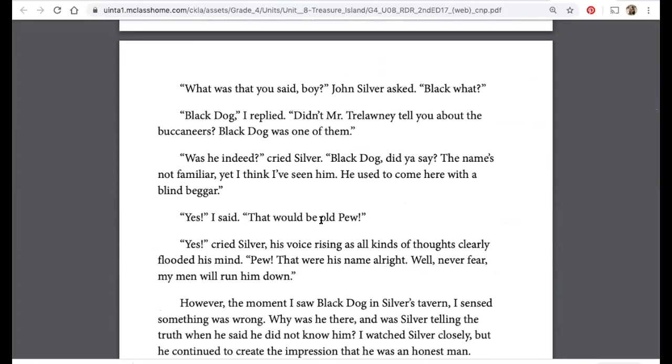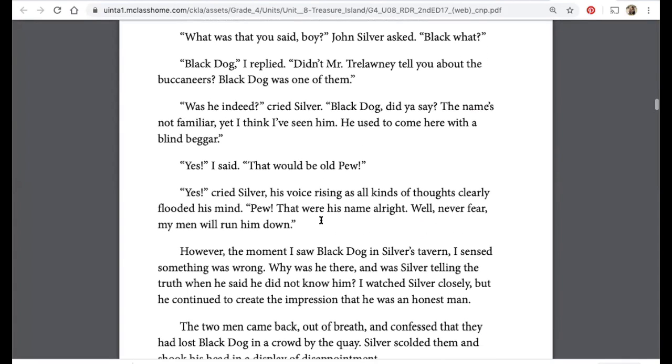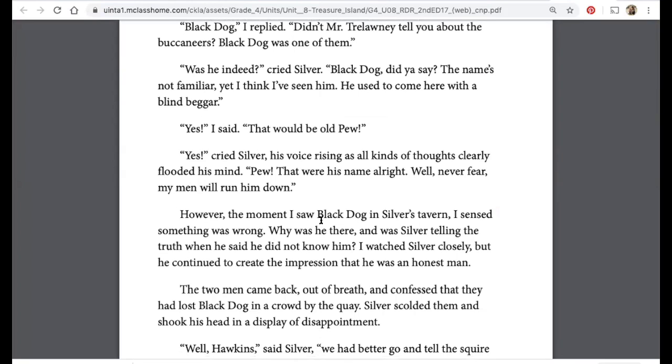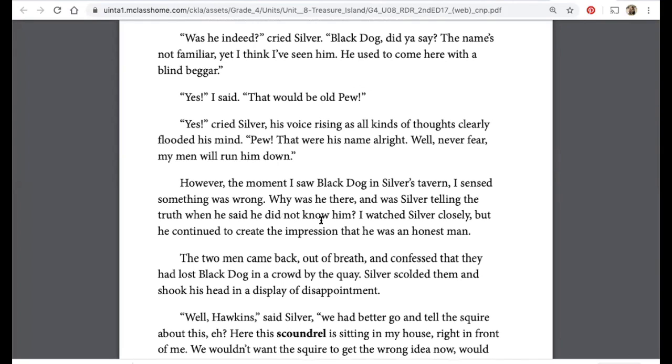Was he indeed? Cried Silver. Black Dog, did you say? The name's not familiar, but I think I've seen him. He used to come here with them, blind beggar. Yes, I said, that would be old Pew. Yes, cried Silver, his voice rising as all kinds of thoughts clearly flooded his mind. Pew, that were his name, all right. I'll never fear, my men will run him down.